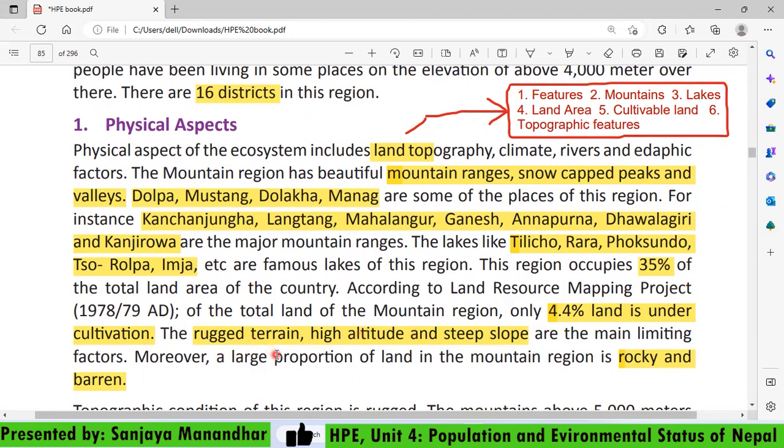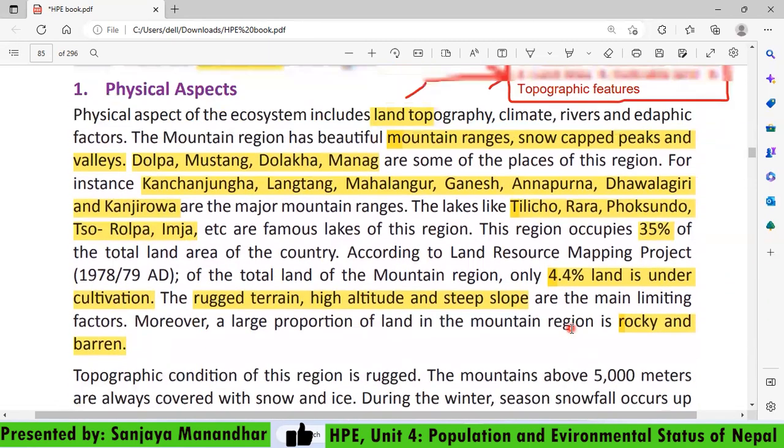It has rugged terrain, not a smooth one, very rugged terrain, rocky type of land structure. High altitude is there, steep slopes are there. And look here, most part of the mountain region is barren and rocky. Okay, these are the topographic features.